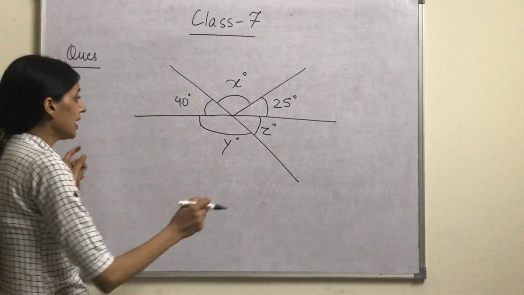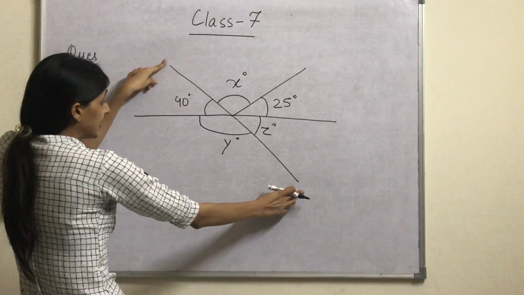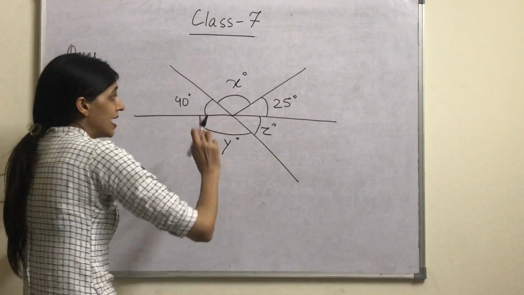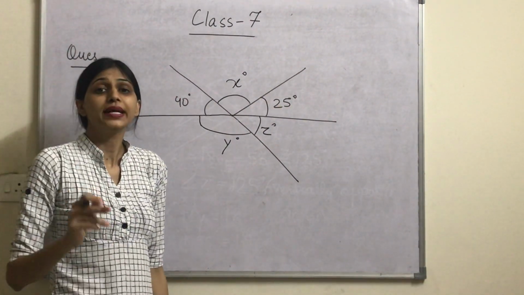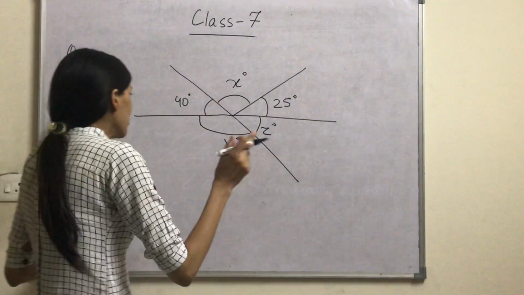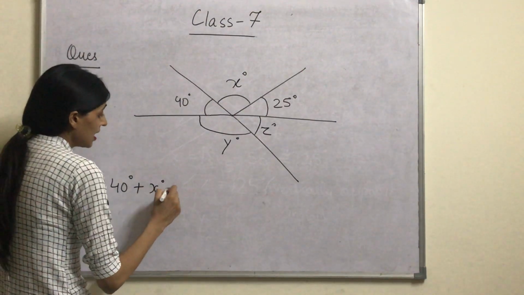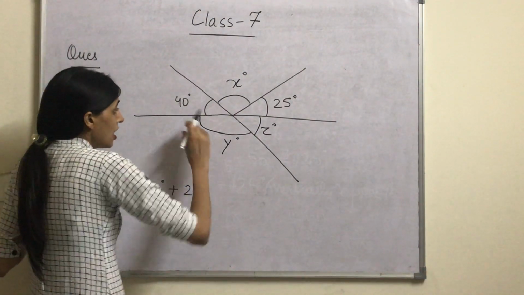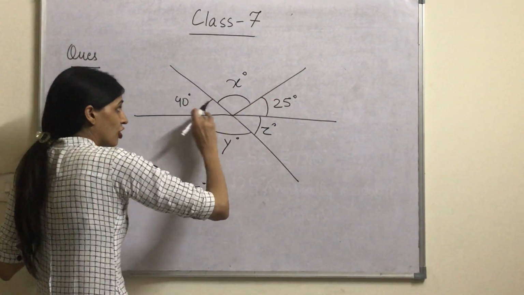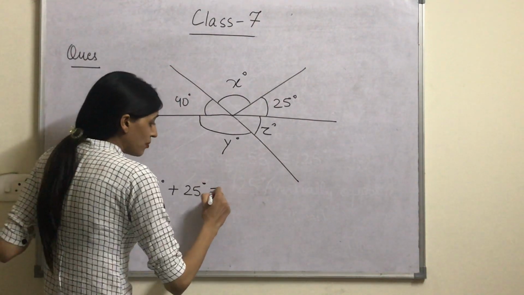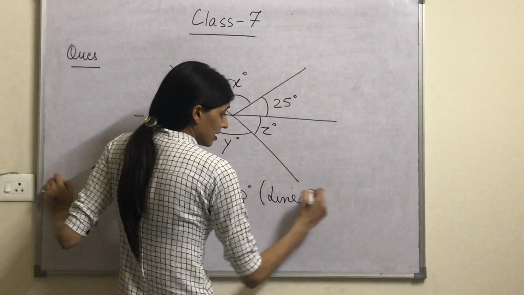If you look carefully, this is a straight line. Both these are straight lines. That means the angle made on the straight line is always equal to 180 degree, linear pair. So can I write down 40 degree plus X degree plus 25 degree? All these angles, 40, X and 25, are on the straight line. So the sum of these angles is equal to 180 degree, linear pair.